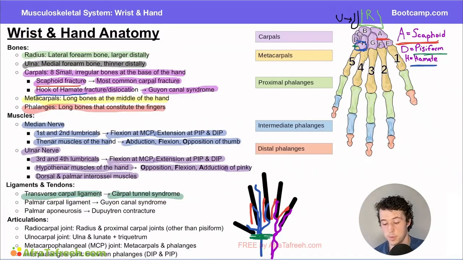In contrast, the palmar carpal ligament will run over the ulnar nerve on the medial side of the hand and will likely contribute to Guyon canal syndrome if there's compression of the ulnar nerve there.